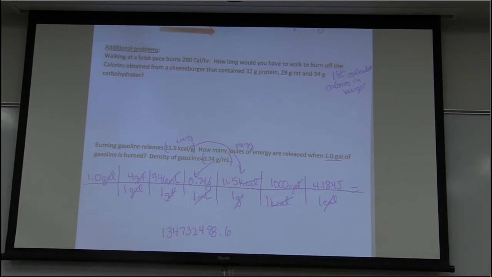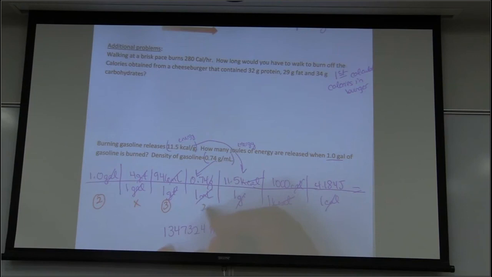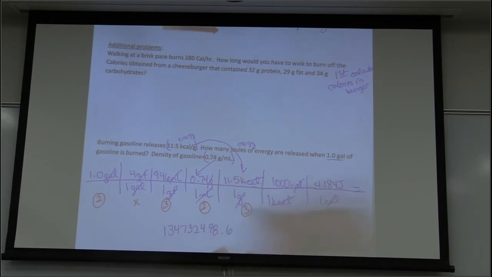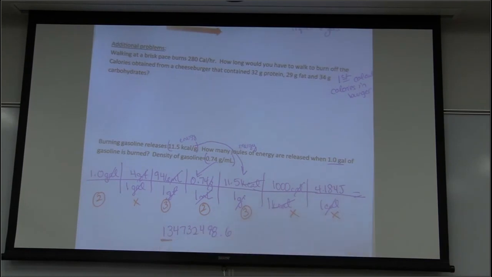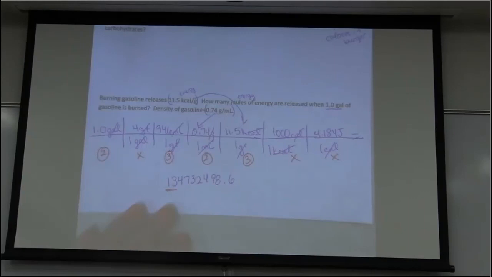How many significant digits? 2. Why? How many do you have here? 2. What about this? Does not count. 3. 2. 3. Doesn't count. Doesn't count. So we need 2. How do you write that with 2 significant digits?